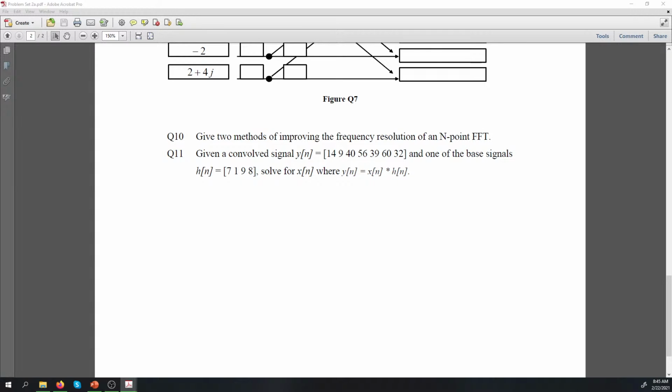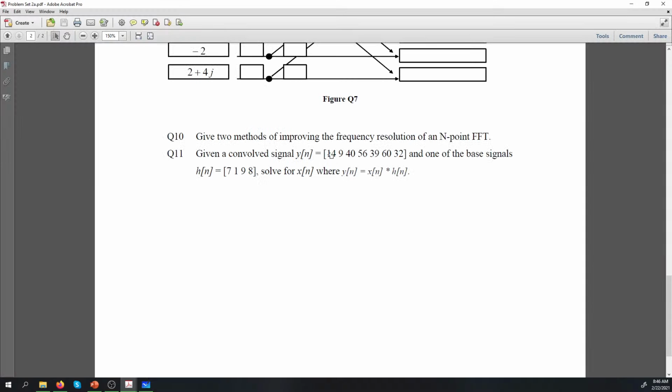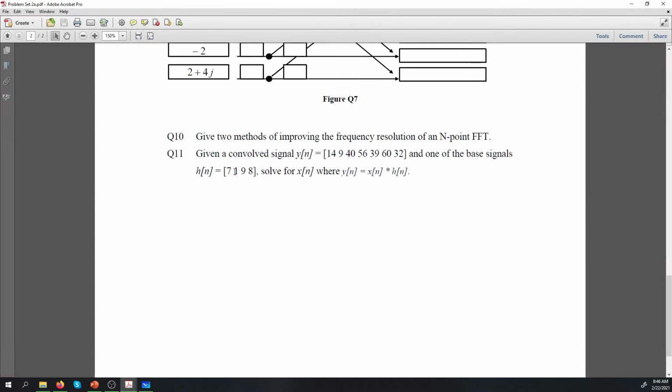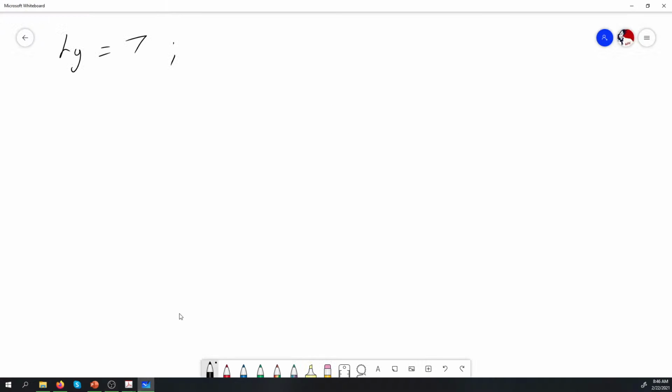Alright, so let me bring up my whiteboard here. The first thing we want to make sure of is the length of y of n. We count 1, 2, 3, 4, 5, 6, 7, so L of y goes to 7. And then we have our h, which was 1, 2, 3, 4, so L of h here was 4.